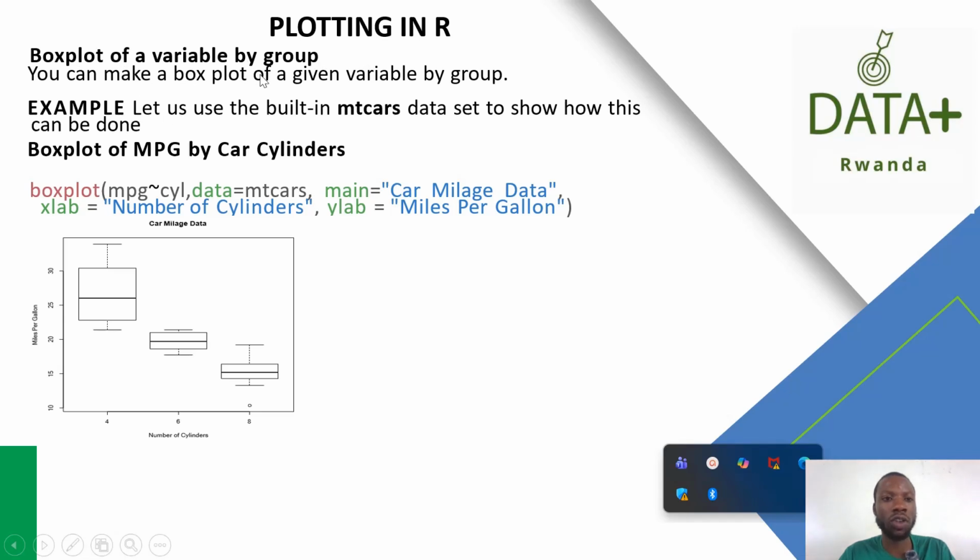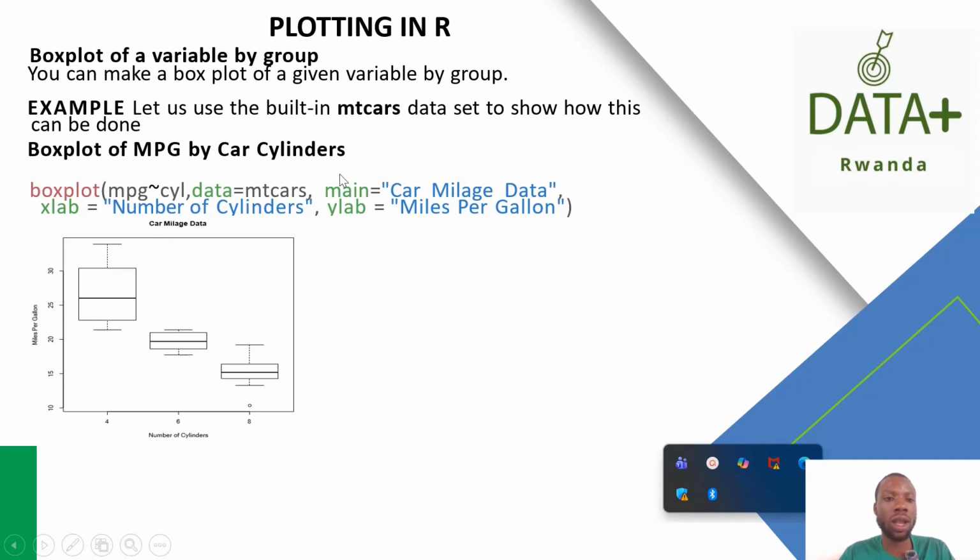You can make the box plot of a given variable by group. So let us also use the mtcars data set to show how this can be done. If I say boxplot and then mtcars, I have the variable called mpg and also cylinder, cyl, so I can say the box plot of mpg by cyl, because I want to look into it as two variables.